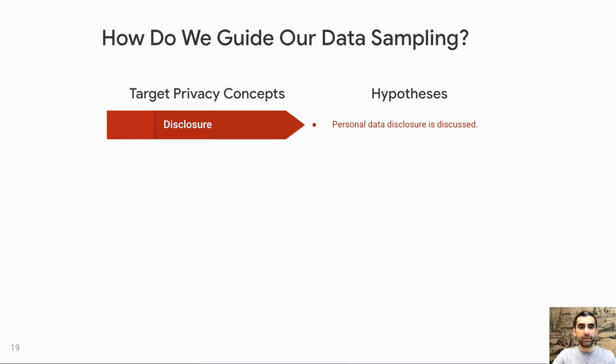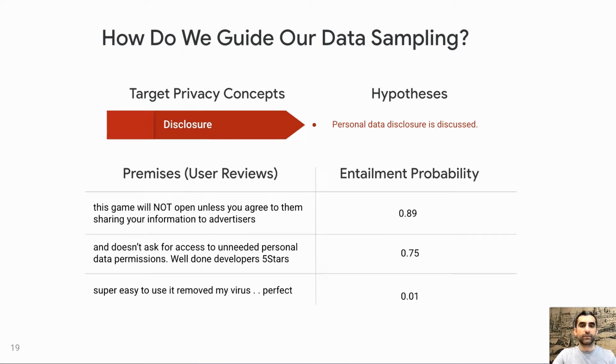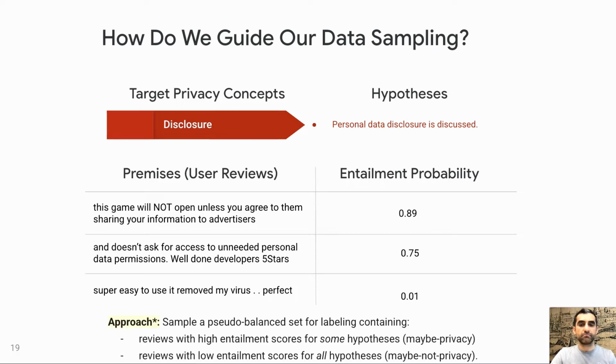Finally, we apply this idea by checking where each hypothesis applies within a corpus of 9 million reviews. For example, these are two cases with high entailment score for the disclosure concept. Notice that neither of them has the word disclosure. The first review doesn't even share a single word with the hypothesis, but the entailment relationship is detected by this model.